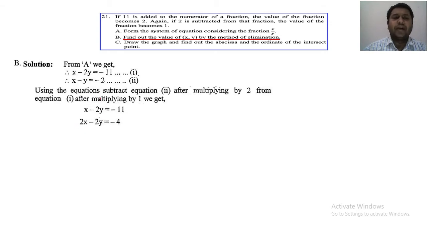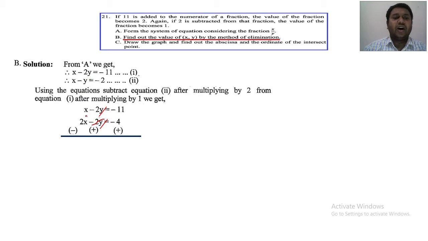In equation number 2, we multiply by 2. So 2x minus 2y equals minus 4. Now we are going to subtract, so the signs will be opposite. Here it was positive, so now it is negative. It was negative, so now it is positive, and similarly it is positive. Now you can see that the 2y and 2y just cancel out.